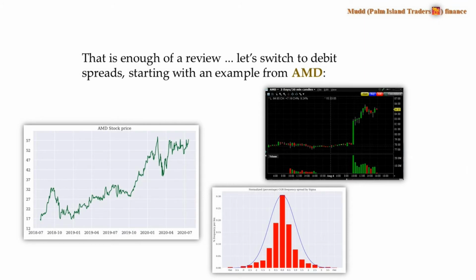Okay, that's enough of a review, so let's switch to debit spreads, the primary subject of this video, starting with an example from AMD. AMD is a stock in 2020 that's had a good run, very popular. As you can see on the graph on the left, they had a recent very robust and positive earnings report, as you can see from the 2-day candlestick chart on the right. And this stock is very well behaved statistically, as you can see from our Gaussian histogram on the bottom.